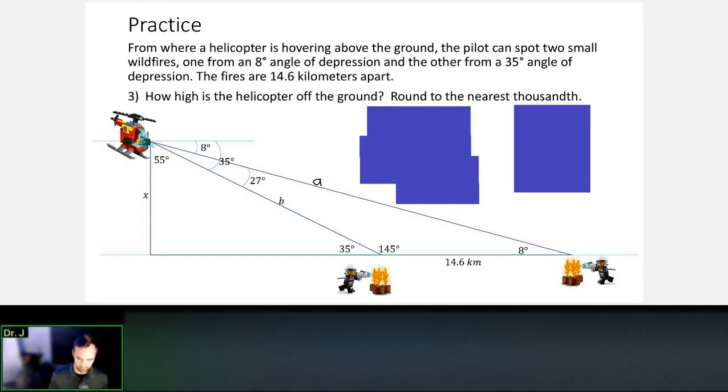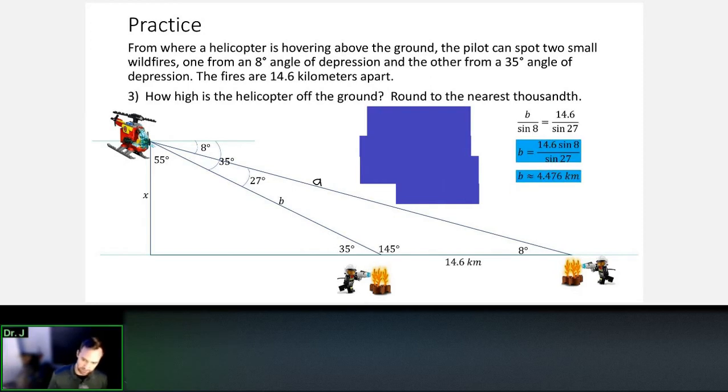Let me get rid of my little QR code here. So on the right here, I just have the work for B from the previous problem, because I'm assuming most of you who used law of sines used this value. Is that fair to say? Yeah, okay. We want to find x. So actually, I'll talk about law of sines first.